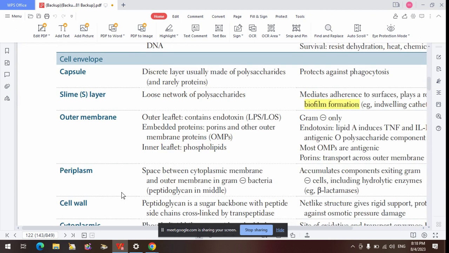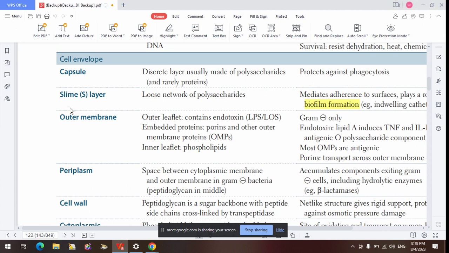So let's go to the cell envelope. The cell envelope is made up of multiple layers. So we are going from outward to inward. So outward to inward for the cell envelope. The one that is most outward is the capsule. This capsule too is not present in all the bacteria. Any bacteria that has capsule, we call it encapsulated bacteria. The ones that don't have, they are non-encapsulated.